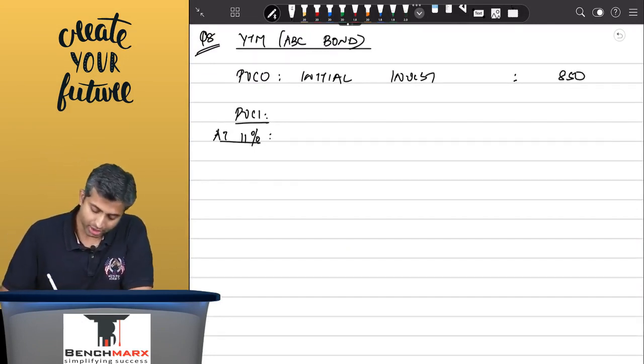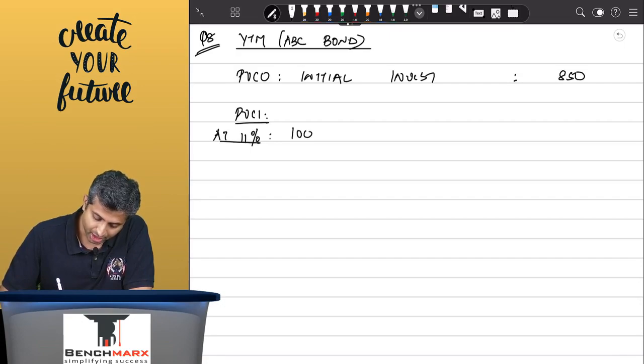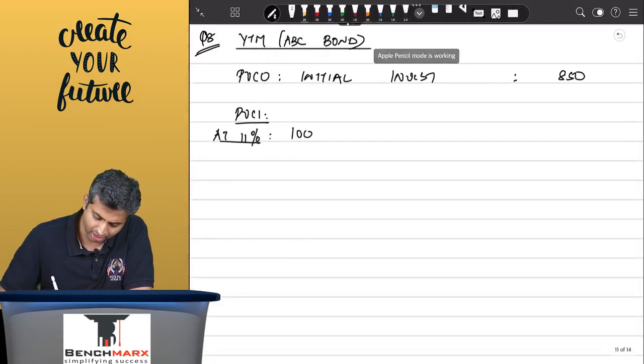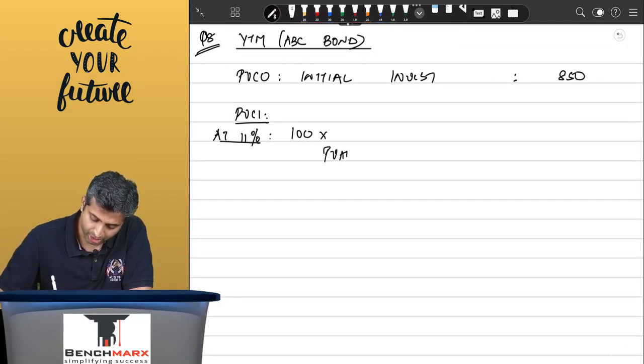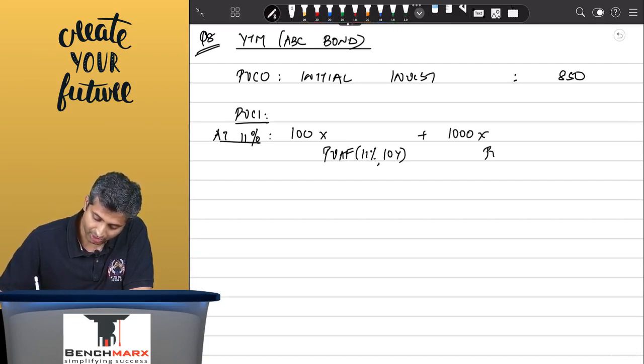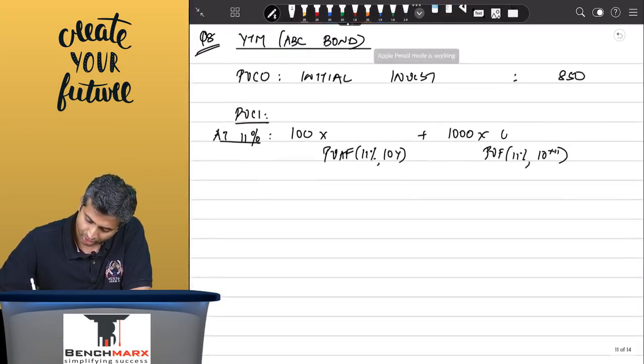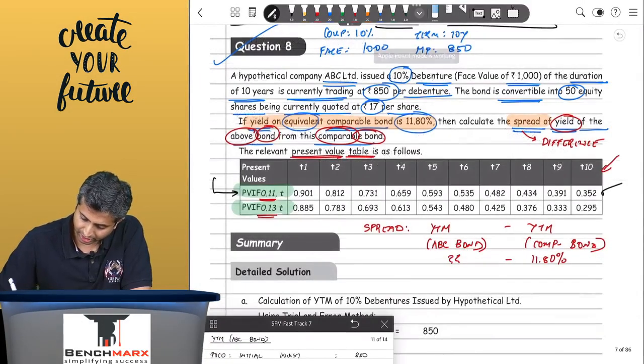So over here at 11%, we will say this is 1000 into 10%, that is 100, into the present value annuity factor at the rate of 11% for 10 years, plus 1000 into the present value factor at the rate of 11% for the 10th year. Acha, is the data available? Yes, this is 0.352, and for the first 10 years it should be what?